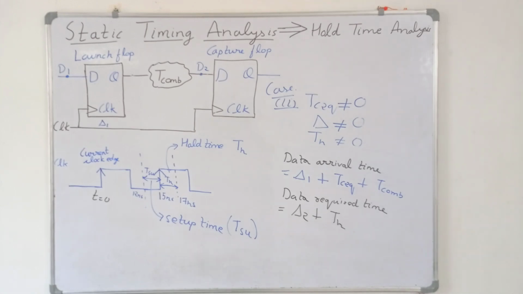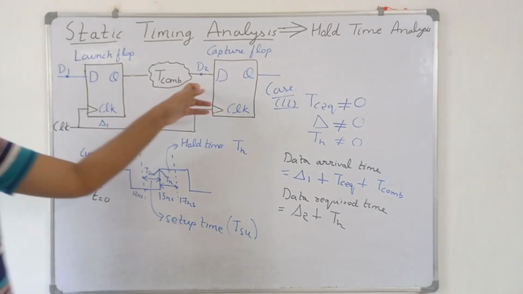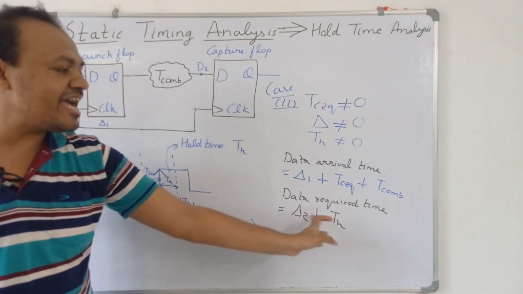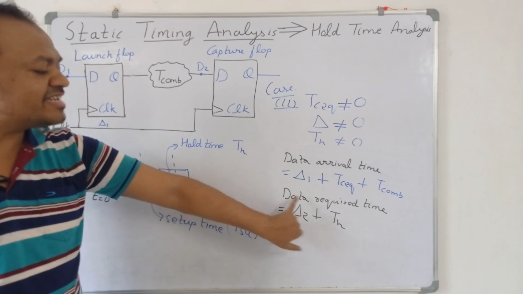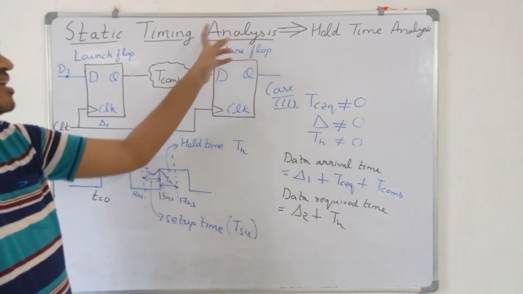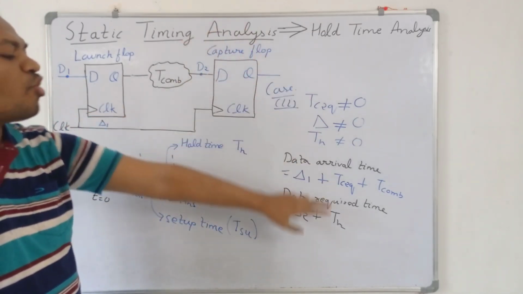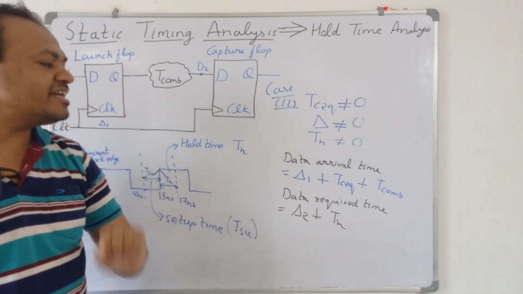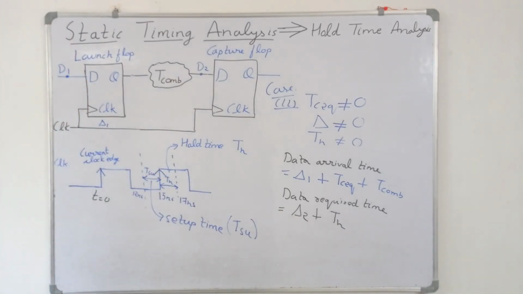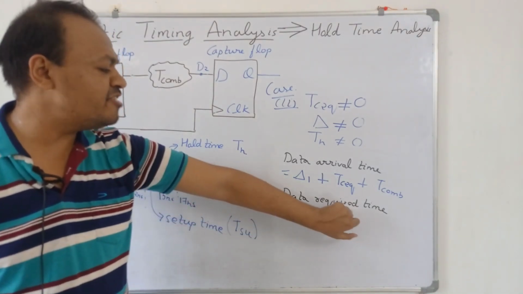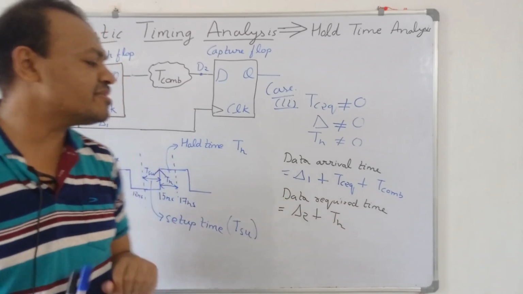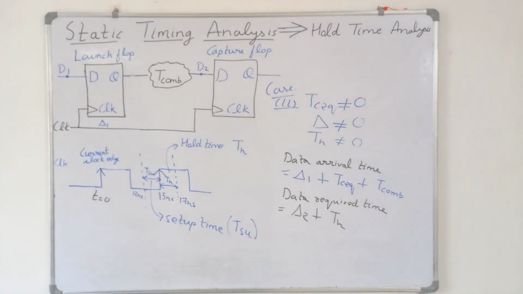Because this capture flip-flop will start capturing the data and won't accept any new data for at least hold time after the arrival of the clock. So this clock signal is arriving at time delta 2. Then this capture flip-flop will take at least hold time th for the data to be stable after the arrival of the clock edge. So this is the data required time.